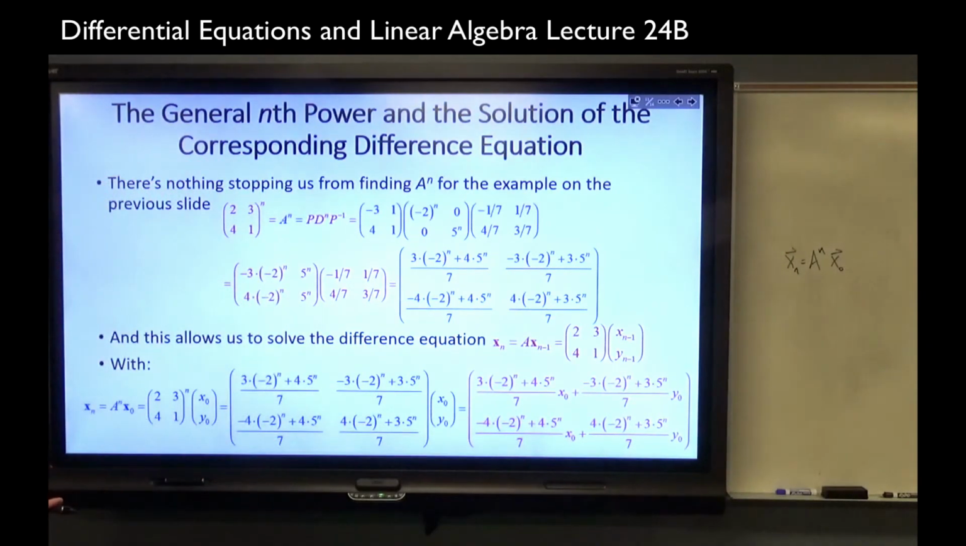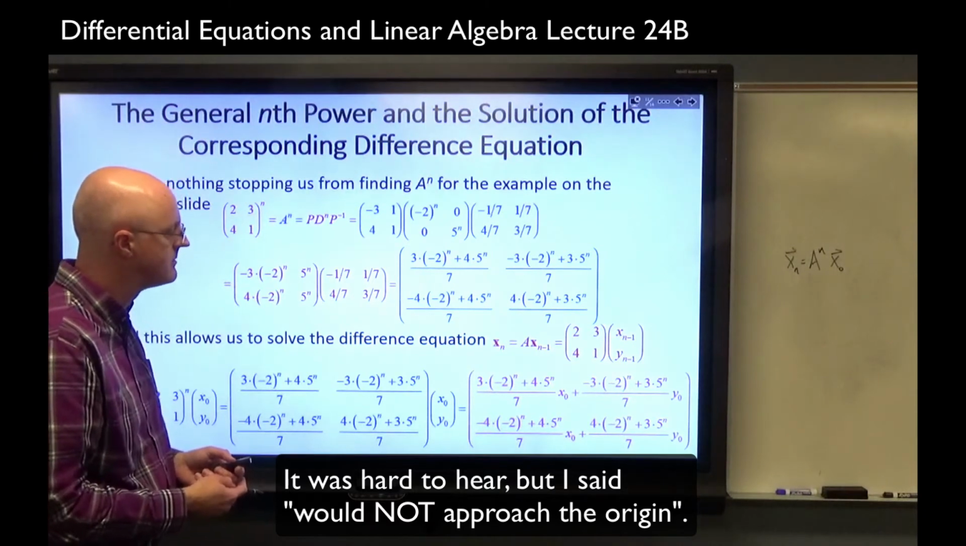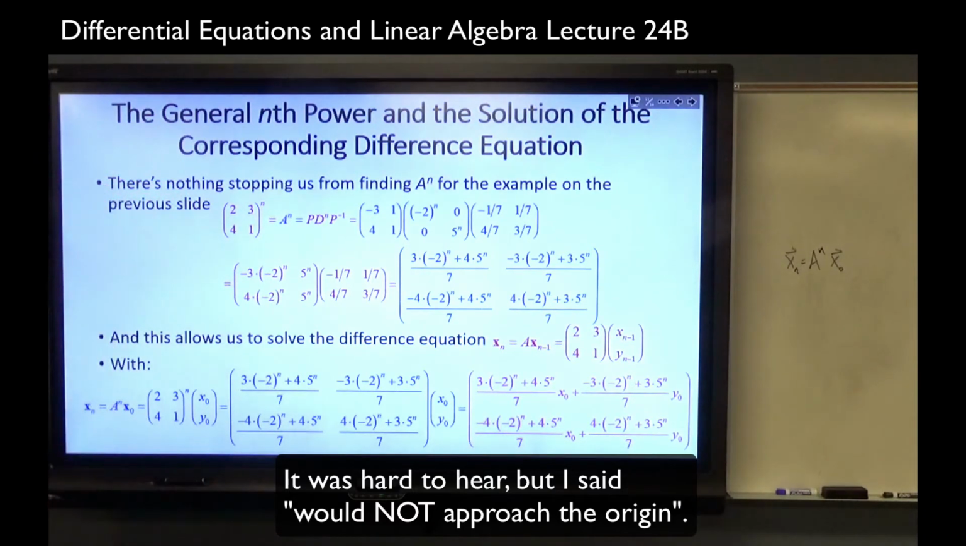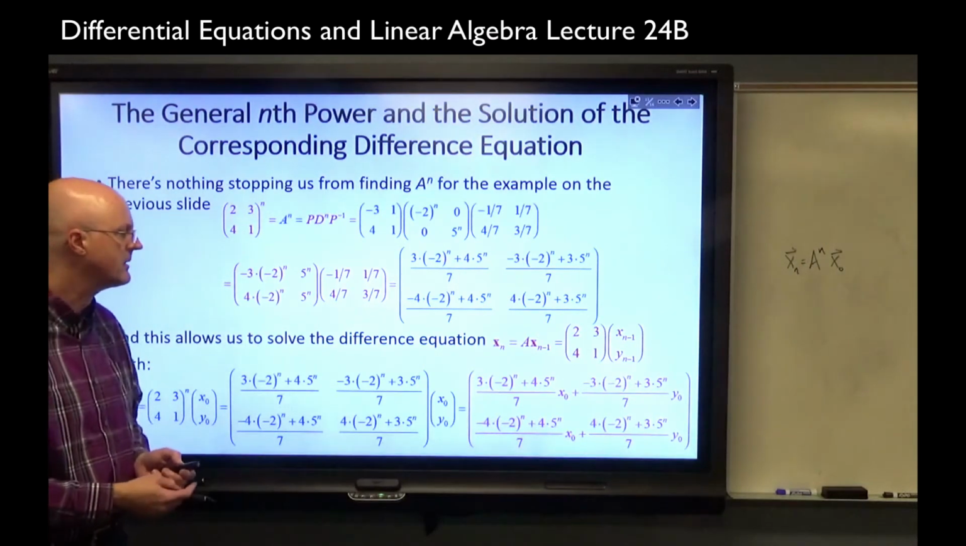But in general, this vector would not approach the origin unless x0 and y0 happen to both be 0. So the origin is some sort of source that kind of bounces back and forth in some way. You could try graphing this if you want.